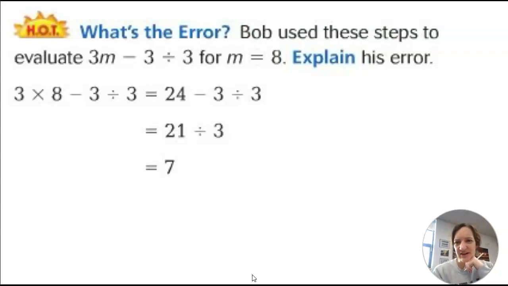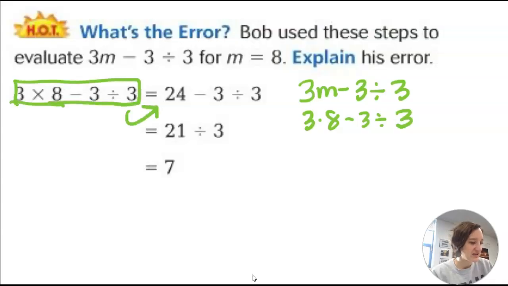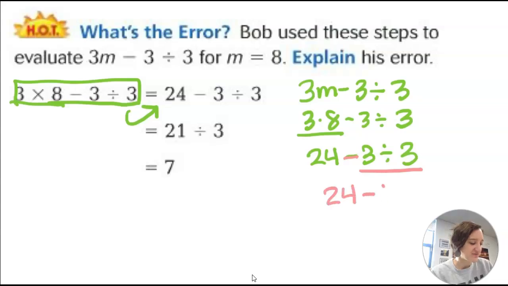Bob used these steps to evaluate 3m minus 3 divided by 3 for m equals 8. Let's figure out what he did. So 3m minus 3 divided by 3. So 3 times 8, I like what he did there. Minus 3 divided by 3. Okay, so he did the first step correctly. Then he did, I like how we got 24 minus 3 divided by 3. I'm going to follow order of operations and do division before subtraction. So that means it would be 24 minus 1 for the answer of 23.